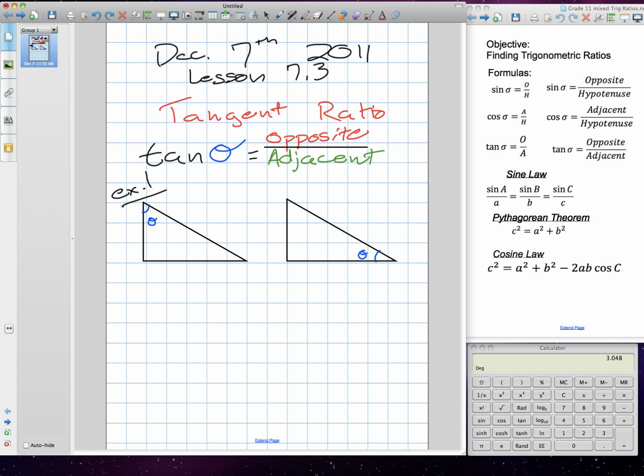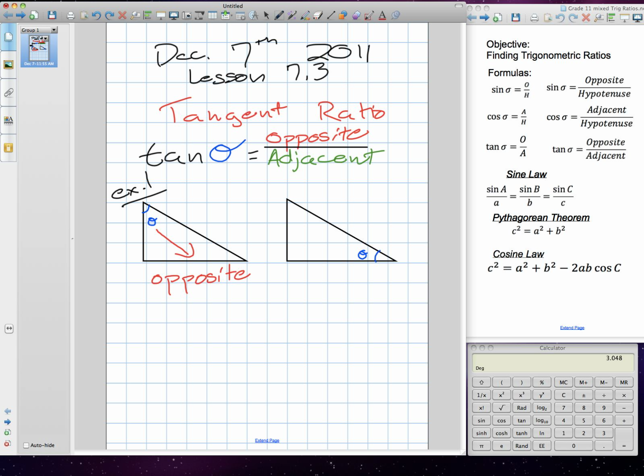So, tangent is telling us that we need to know what the measurement of the opposite side of the triangle is. So when we're referring to the opposite side of the triangle, we look at where our angle is, and we go to the side directly across from it. So in this case, this would be the opposite side of the triangle.